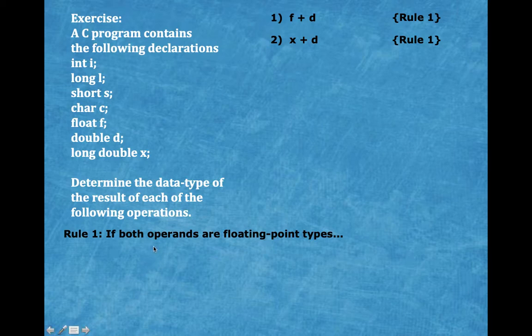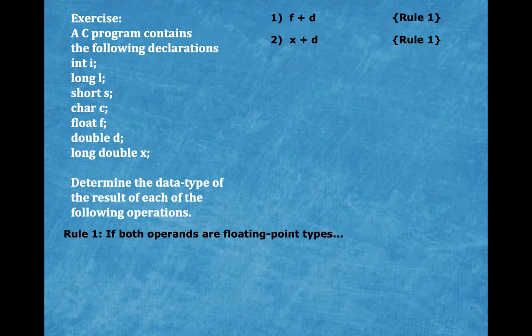Now, if you are my students, you don't need to copy these rules. They are there in your printed notes, and other people, you can just note down these rules. So what rule number 1 says? It says, if both operands are floating point types, then the data type of the result will be same as that operand which has a higher range. I repeat the rule for you. If both the operands are floating point types, then the data type of the result will be same as that operand which has a higher range.